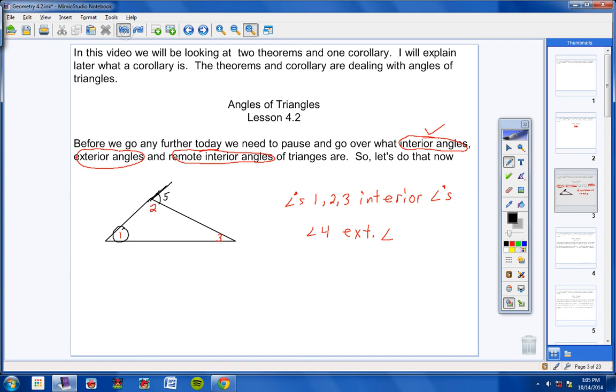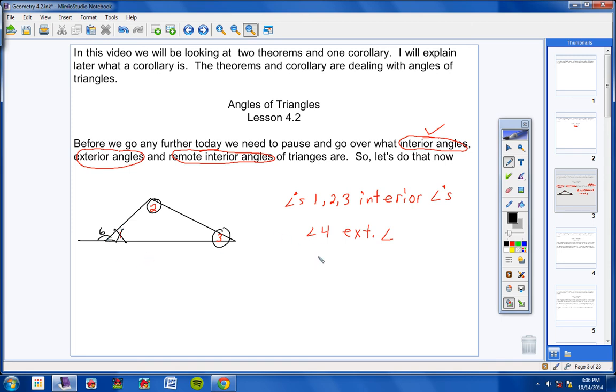Are you guys getting this? I hope so, okay? Take whatever notes you need to understand this. Look, if I extended this side here, so I had an exterior angle here, we'll call this angle 6. If angle 6 is my exterior angle, the two remote interior angles would be this angle here and this angle here. It would not be this angle, because this angle here is the angle right beside my exterior angle. Okay, so please understand that.